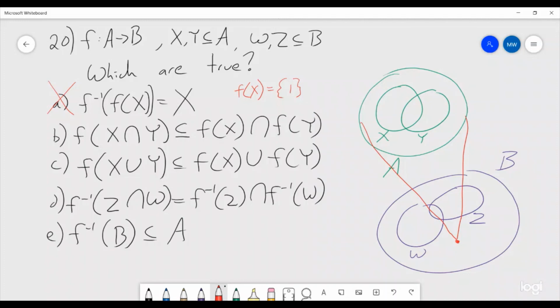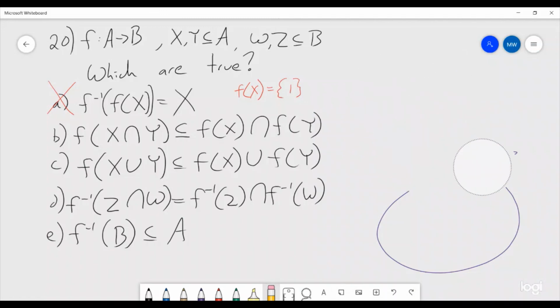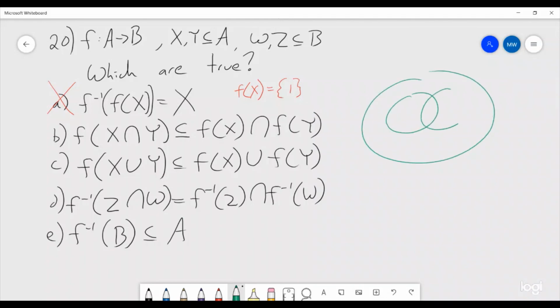Does that make sense? Yeah, that would make sense. If we were to then go through and do something for another function, so let's say, all right, here's our set A, X, Y.